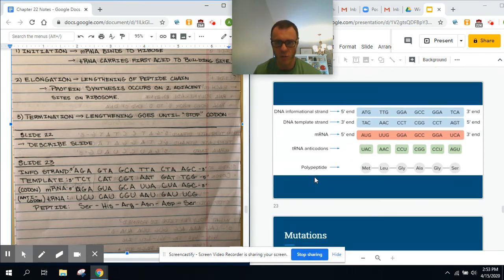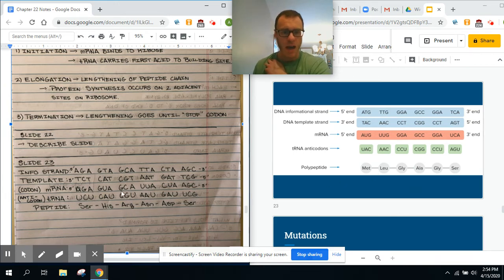And if you look at slide 23 here, this is kind of a big to-do. So we have our informational strand, our template strand, which is very easy to put together. Our mRNA strand starts with a 5' here, and we break it up into 3 bases, excuse me, not amino acids. That's why we have these little chunks for our codons. And here is our end of the mRNA. These are anticodons, and these anticodons bring these specific amino acids, and voila, we have construction.